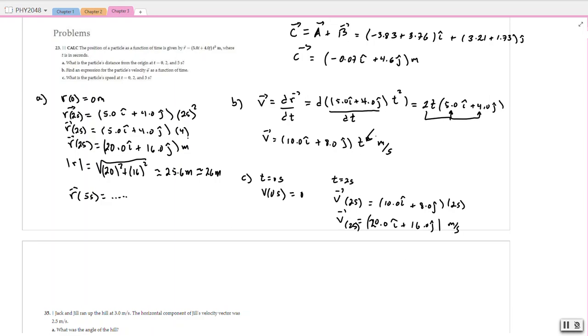If now I want to find the magnitude of the velocity, that magnitude would be the square root of 20 squared plus 16 squared. So I know that the velocity in this case would be approximately 26 meters per second. This would be the velocity after 2 seconds.